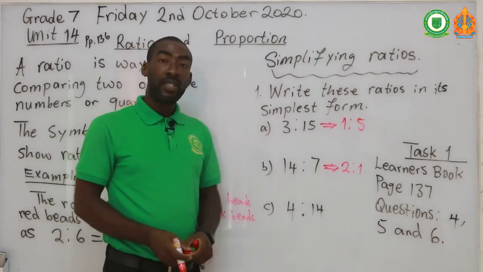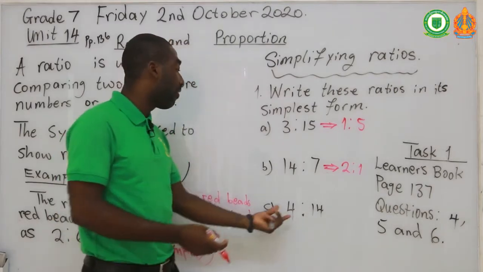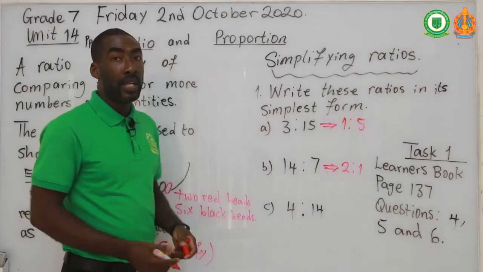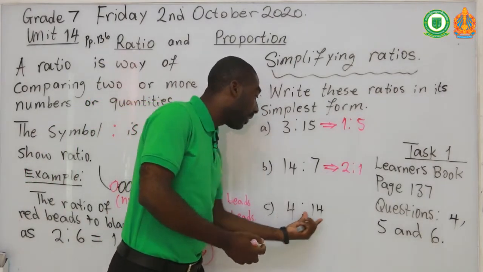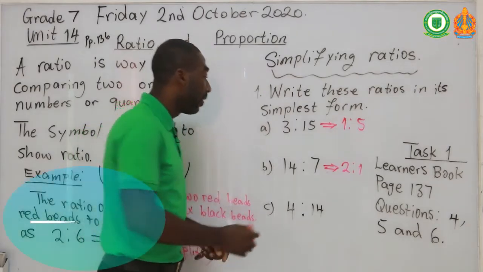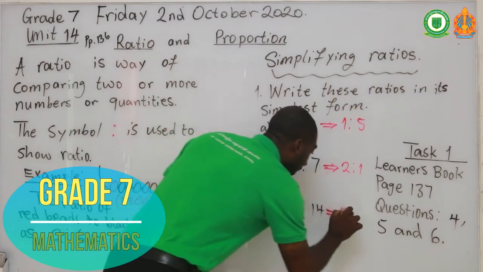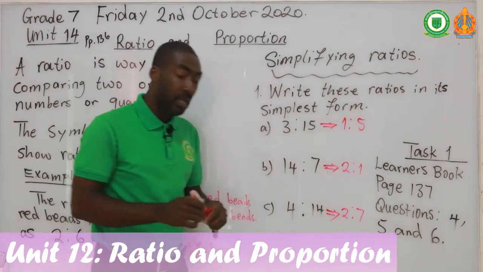Now let's look at this one. We have 4 and 14. So what number can divide 4 and also divide 14 as well? We can say that 2 can divide 4 and also can divide 14. So 2 will divide 4 by 2, and we'll divide 14 by 7.